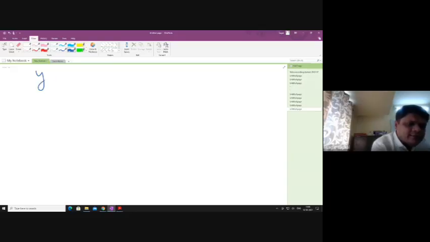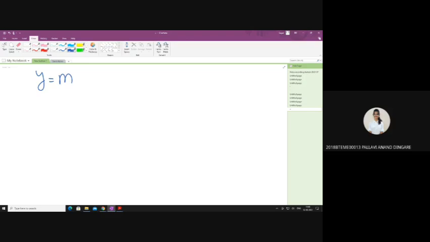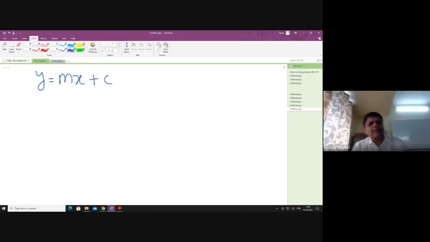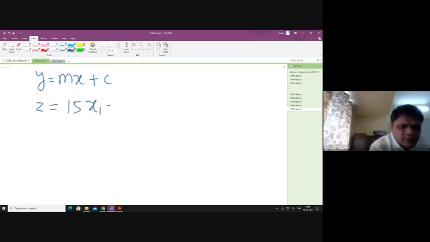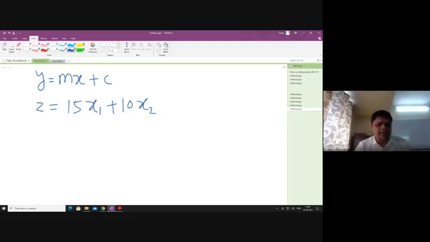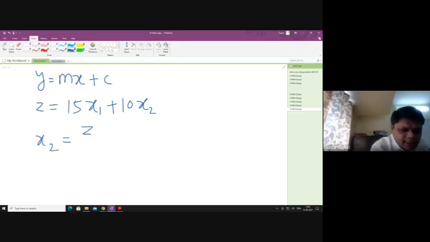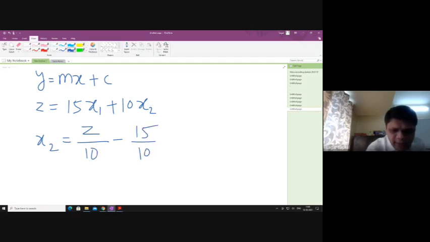What is the equation of a line? Y is equal to mx plus c. Yes, correct. So what is our objective function? Z is equal to 15x1 plus 10x2. Can you convert this into the equation of a line? X2 is our y coordinate. So x2 is equal to z divided by 10 minus 15 divided by 10 x1. Am I right?